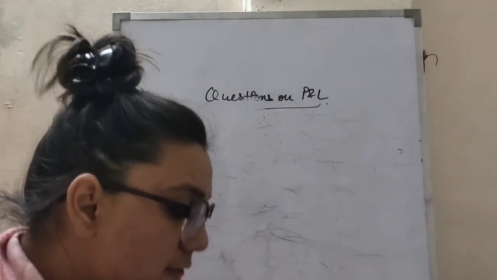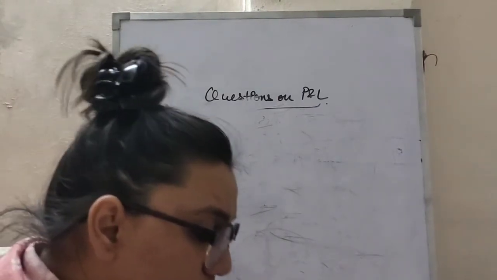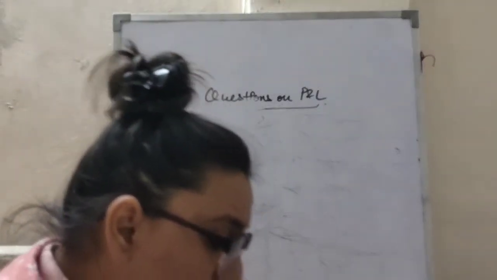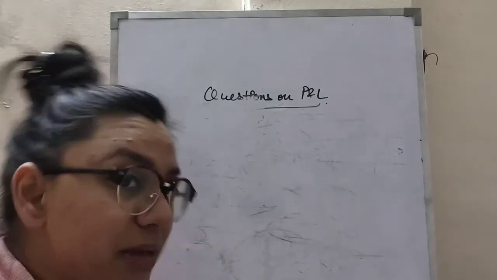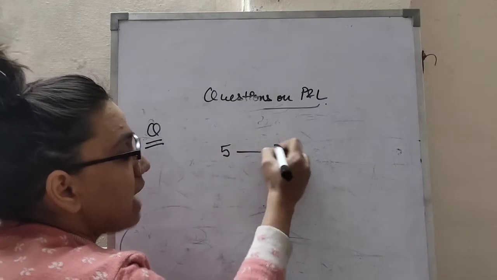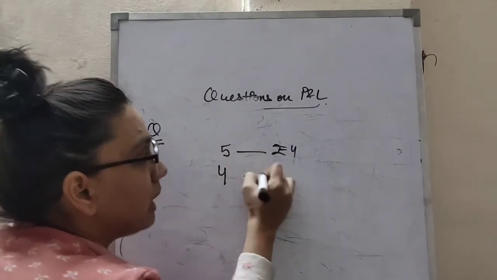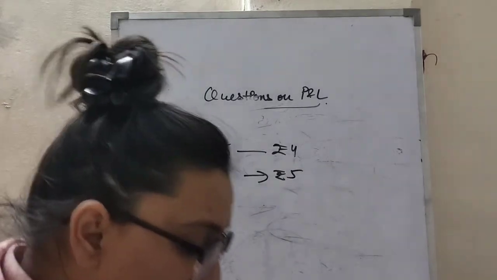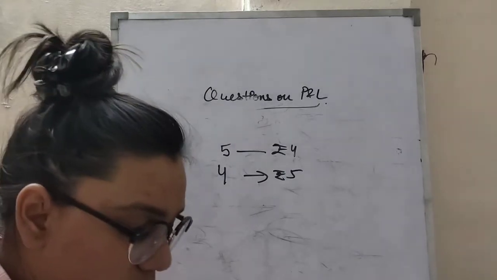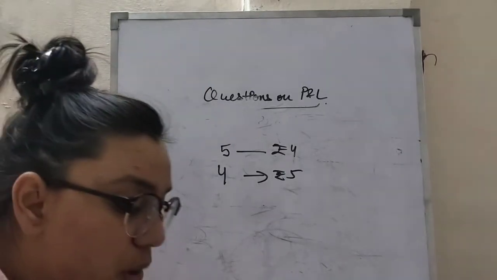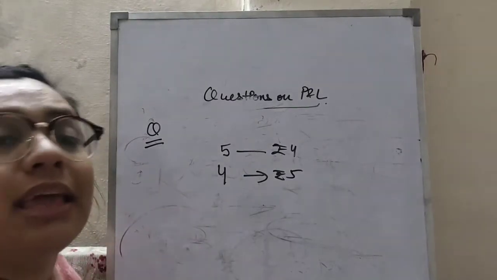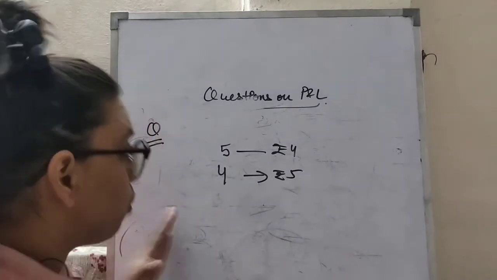So the question says a vendor bought bananas at 5 for rupees 4 and sold them at 4 for rupees 5. So what did he do? He bought 5 bananas at rupees 4 and sold 4 bananas at rupees 5. Now what is the question saying? Find profit or loss percentage. It's a direct question, but what can be the simplest formula to calculate it? Okay, so I am using a trick here which will make you do the question faster.